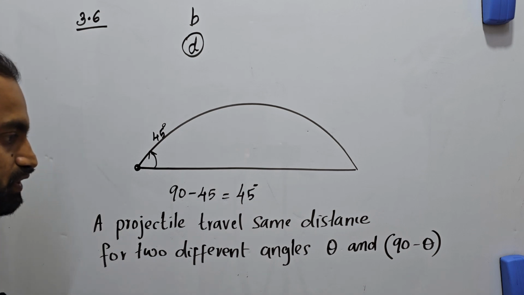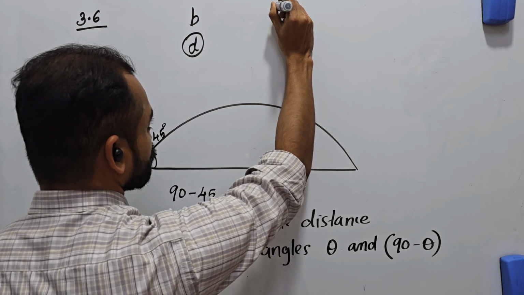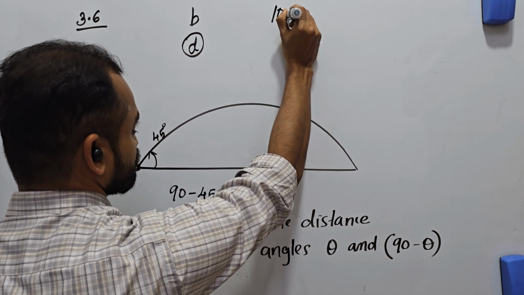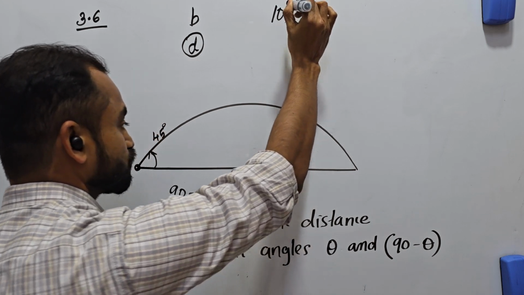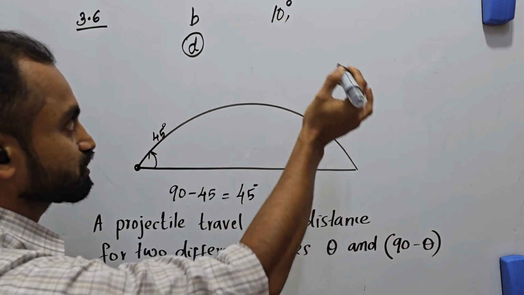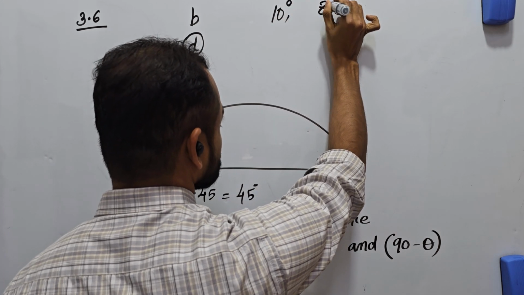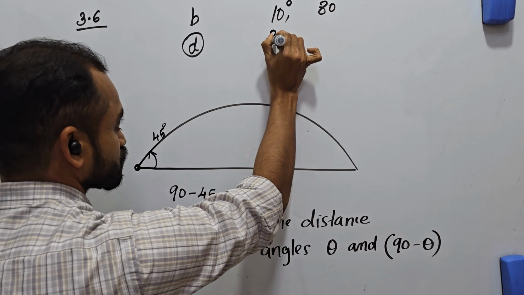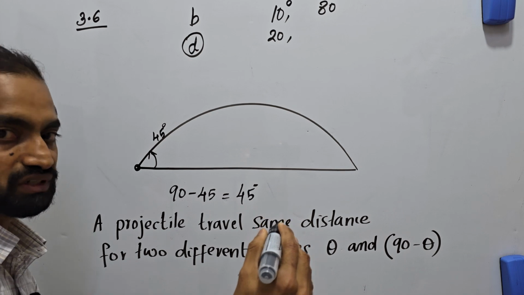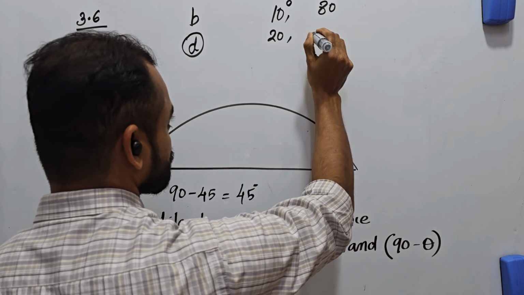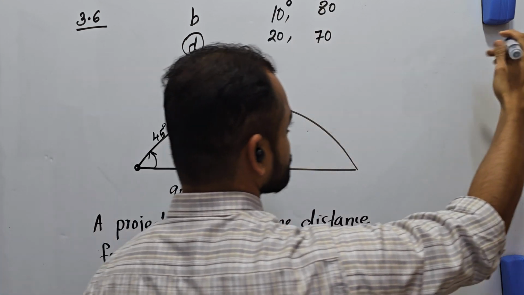For example, if you throw the projectile at an angle of 10 degrees, it will travel a distance, and it will travel the same distance if you throw the projectile at another angle. What is that angle? 90 minus 10, which is 80. Then if you throw the projectile at an angle of 20 degrees, at what angle will it travel the same distance? 70 degrees.